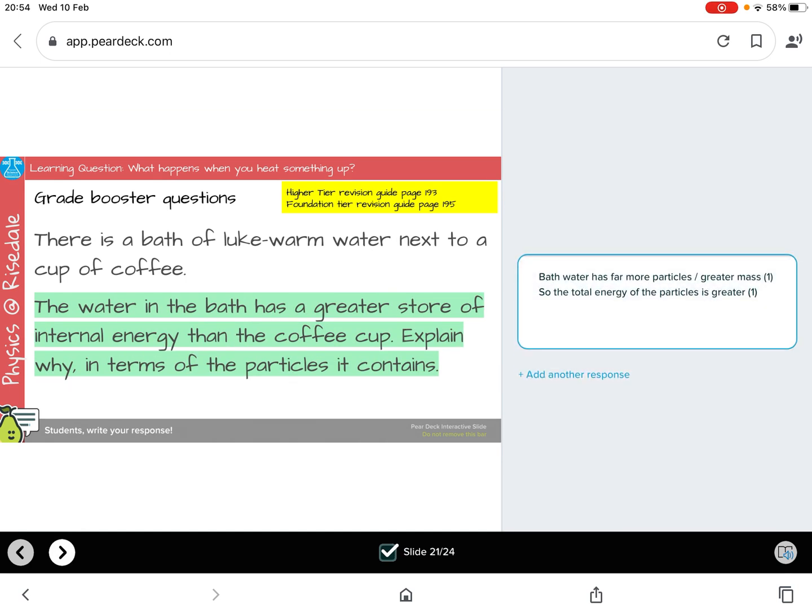Why does the water then have a bigger internal energy store? This is because the bath water has a larger mass and therefore many more particles. If you add all of the kinetic and potential energy together, the total energy will be bigger than the coffee.